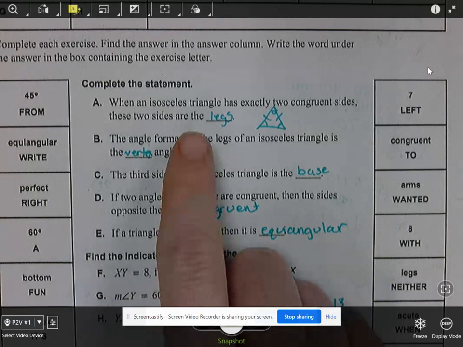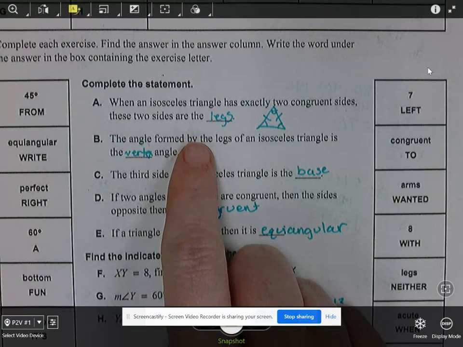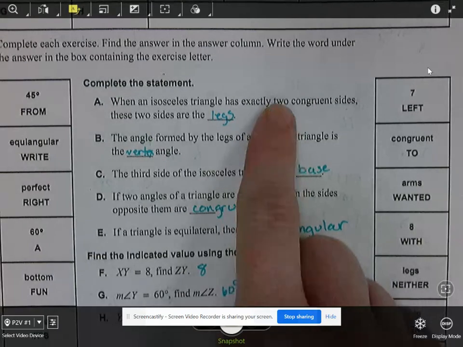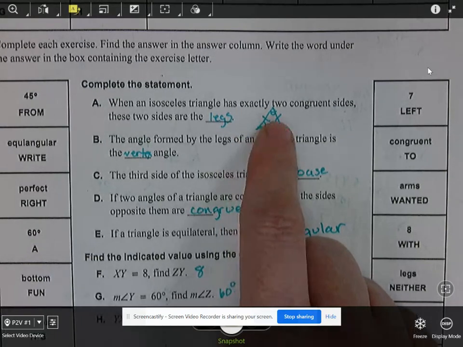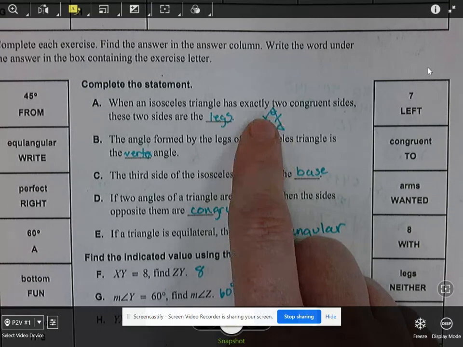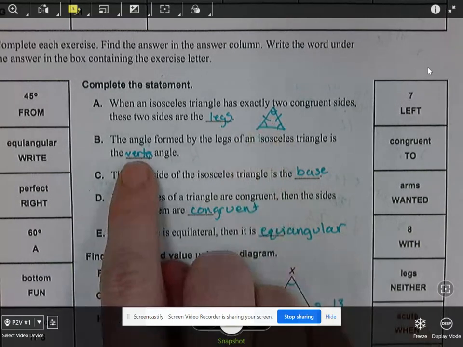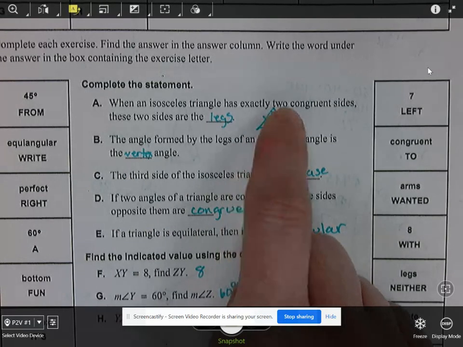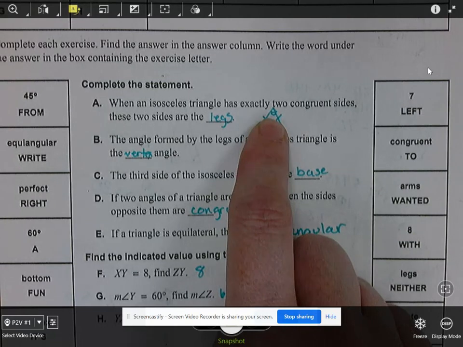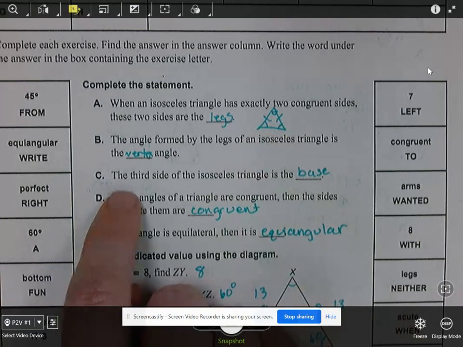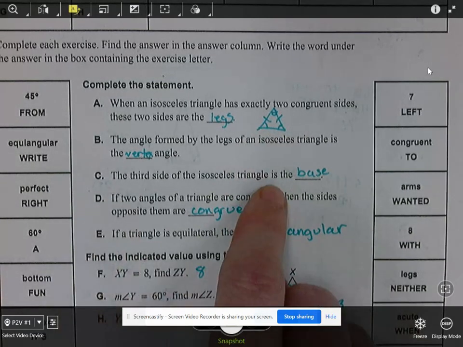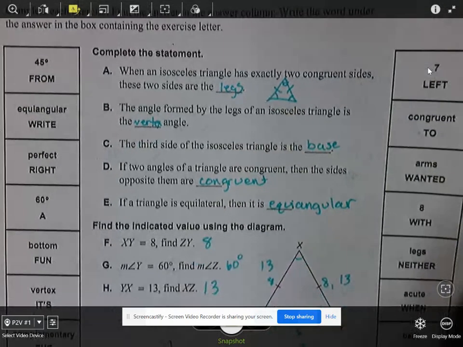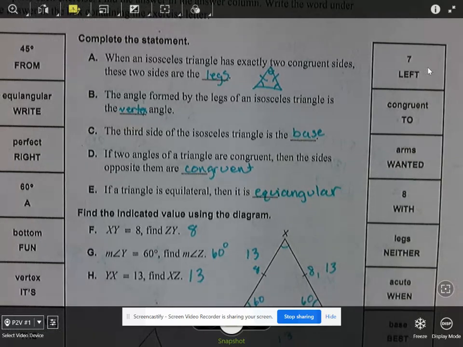Alright, please be quiet. When an isosceles triangle has exactly 2 congruent sides, those 2 sides are the legs. If you had looked at your notes, you would have seen that. Part B, the angle formed by the legs of an isosceles triangle, where the 2 legs come together, is the vertex angle. Part C, the third side of the isosceles triangle is the base, so that's the side that's not congruent, or it could possibly be, if it was equilateral.